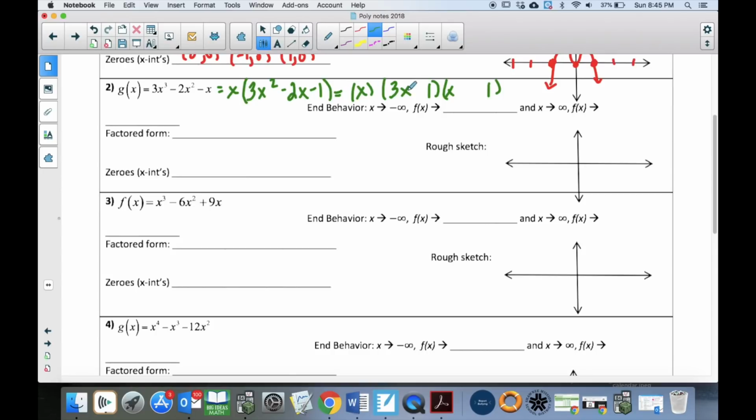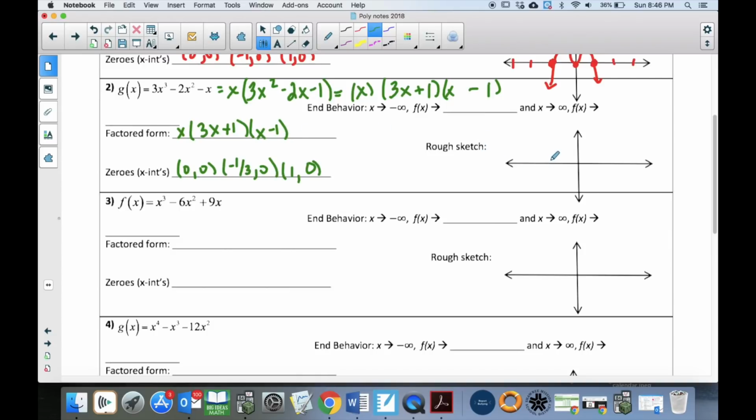It is a minus 2, so that's going to be a minus there, and that's going to be a plus there. Okay, that is my factored form, so I'm going to write that in this spot here. Now that I have it in factored form, that's going to tell me my intercepts. So 0, 0 is an intercept from this. Negative 1/3 comes from this factor, and positive 1 comes from this factor.